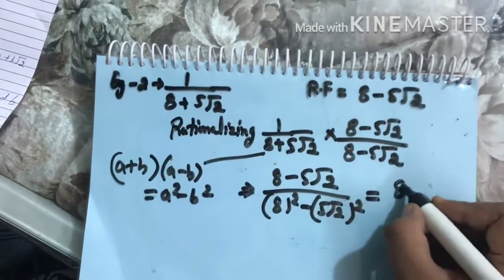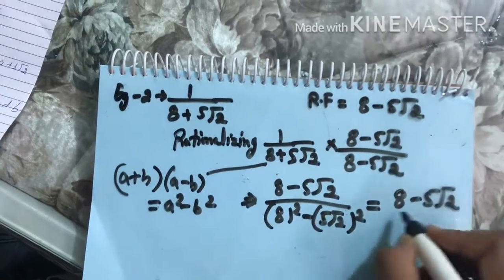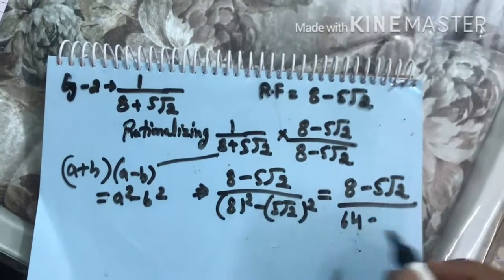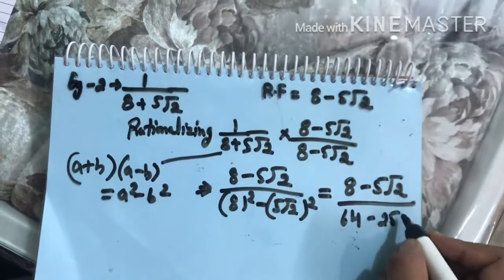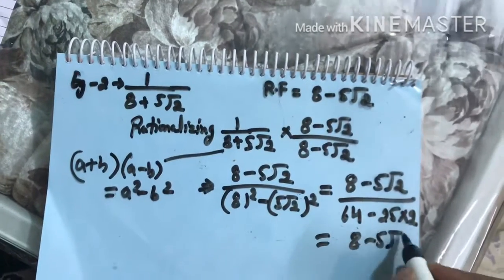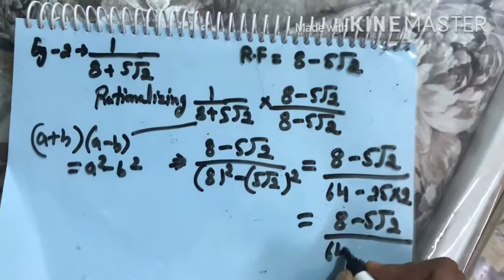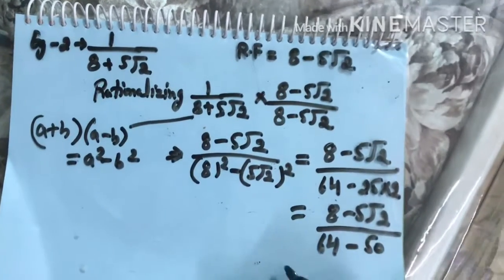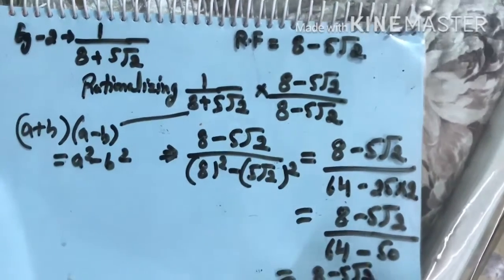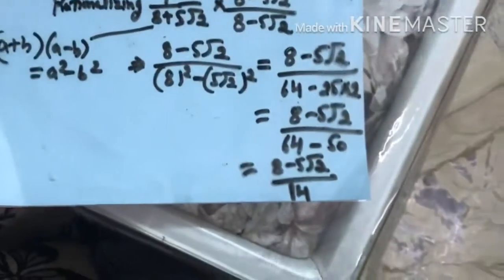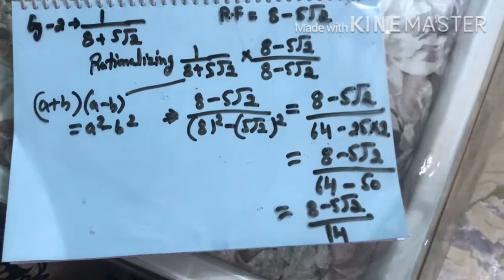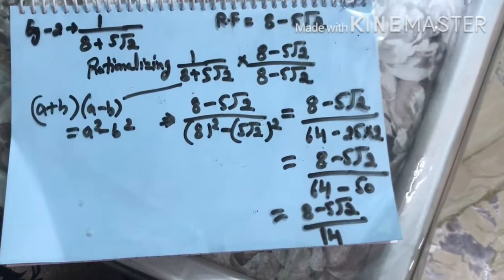So it will become 8 minus 5 root 2. 8 square becomes 64, 5 square becomes 25 and root 2 square becomes 2. So the answer should be 8 minus 5 root 2 upon 64 minus 50. So 8 minus 5 root 2 upon 14. That is our answer. So that's how we are going to do rationalization.